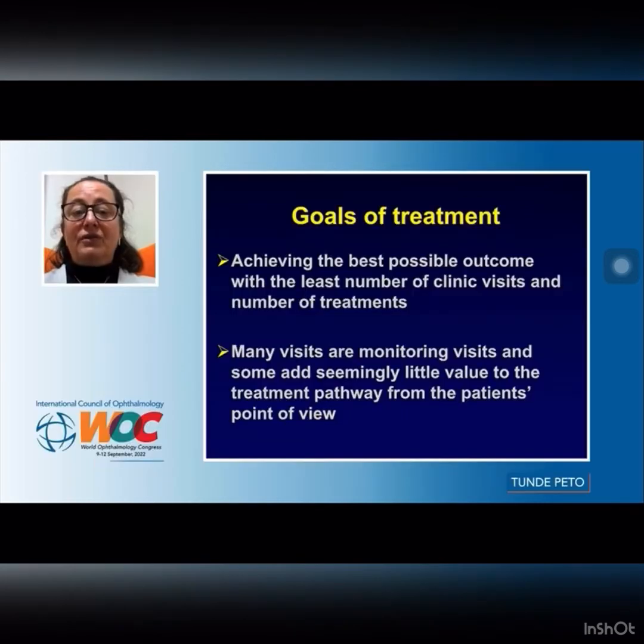So the goals of our treatment at the moment are achieving the best possible outcome with the least number of clinic visits and the least number of treatments to fend off potential side effects. And many visits that are monitoring visits add seemingly very little value to the treatment pathways from the patient's point of view. They would like to come less and they would like to have the proper outcomes regardless of the number of visits to the clinic.